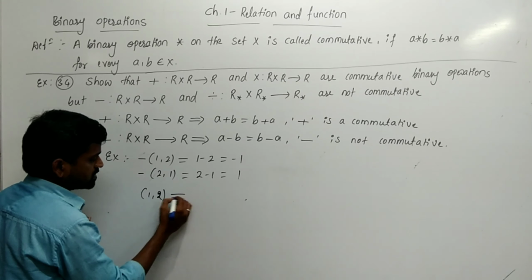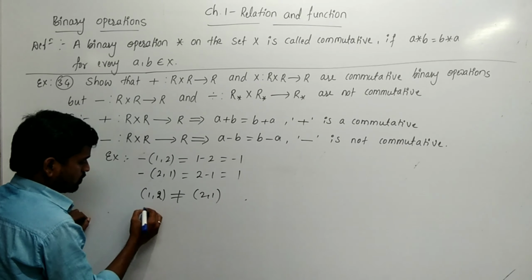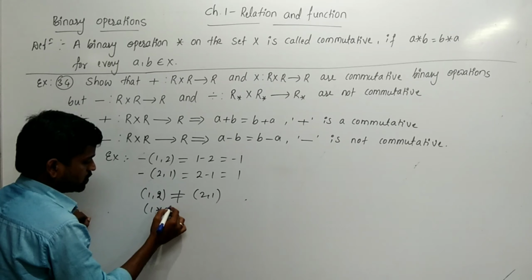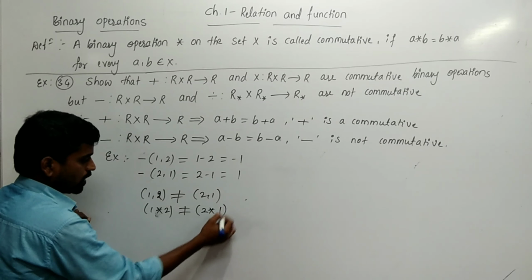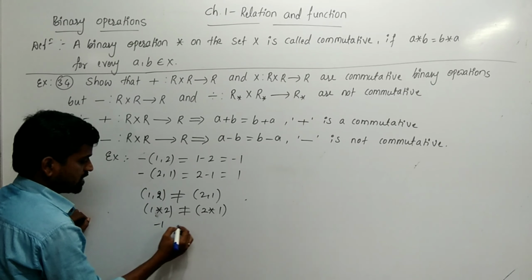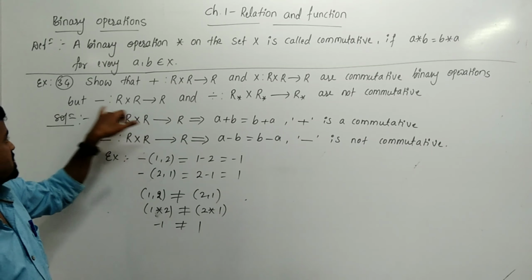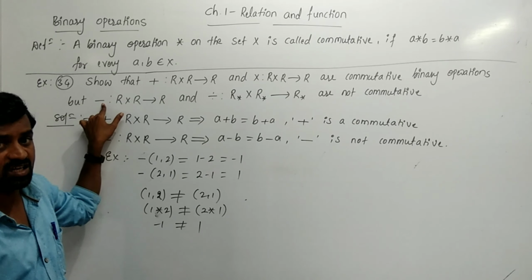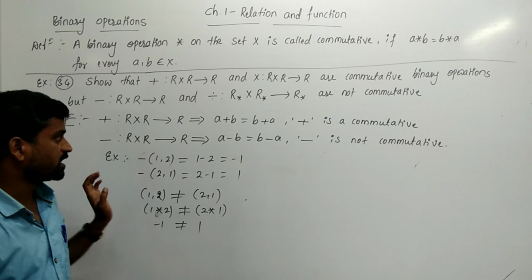1 star 2 is not equal to 2 star 1. 1 star 2 is minus 1, which is not equal to 1. Therefore, subtraction is not commutative on real numbers. 1, 2 are also real numbers.